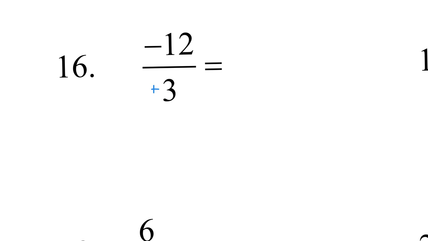Or you can also think about how many negatives you have. There's only one. So that's an odd number. 1 negative. 1 is odd. So my answer will be negative because they have different signs, and 12 divided by 3 is 4. So negative 4 is my answer.